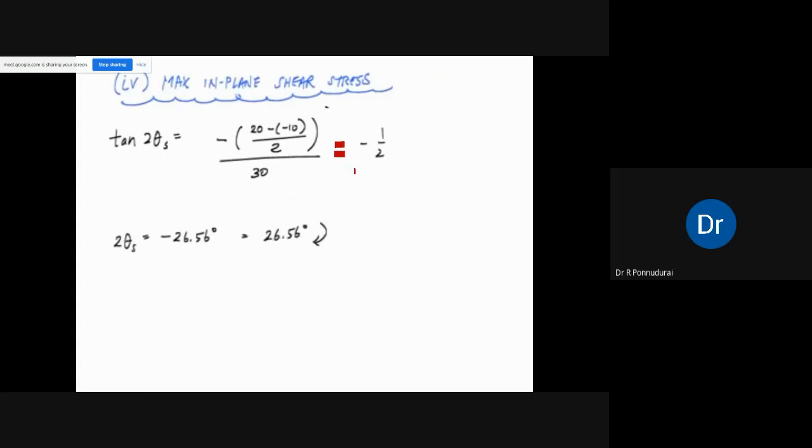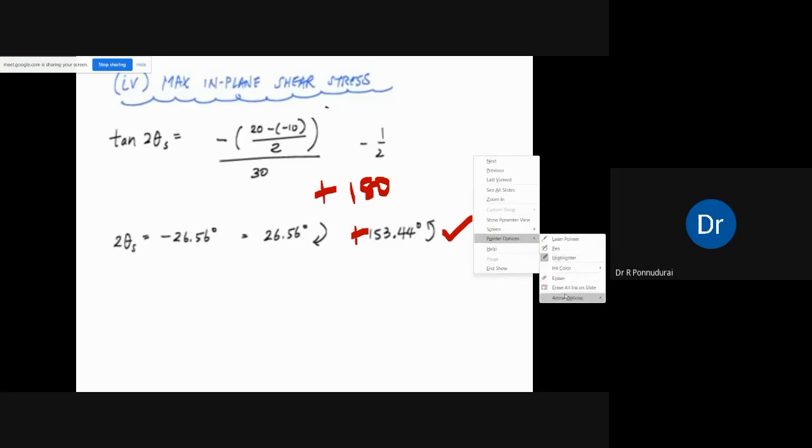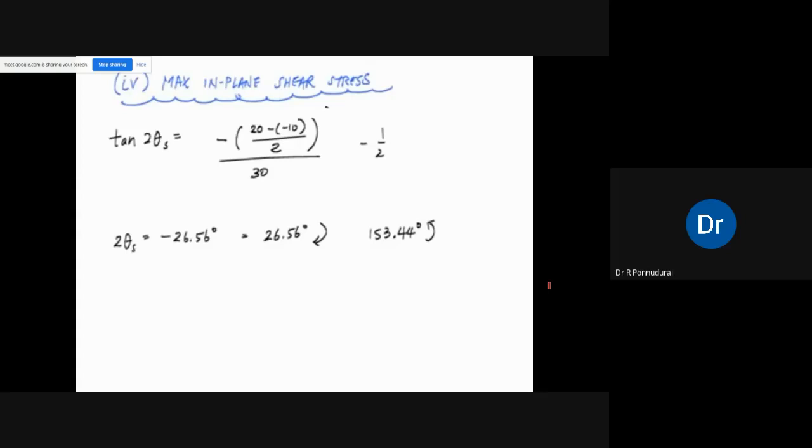Will be equal to minus of. So tan inverse, if you take, you may get minus 26.56 degree. Since it is negative, that is why it is clockwise here. Plus 180 degree gives another plane. It is positive, so that is why it is anticlockwise here. So in case 2 theta s is equal to minus 26.56 degree, theta s will be 13.28 degree clockwise, since it's negative. Negative is clockwise.